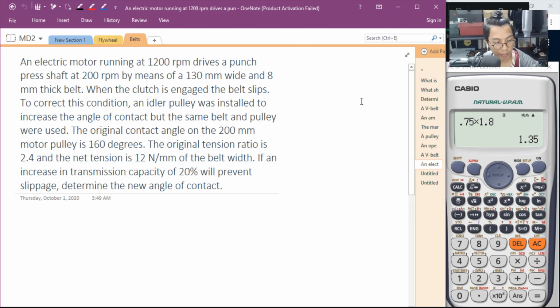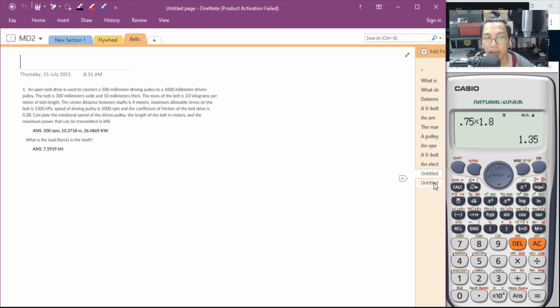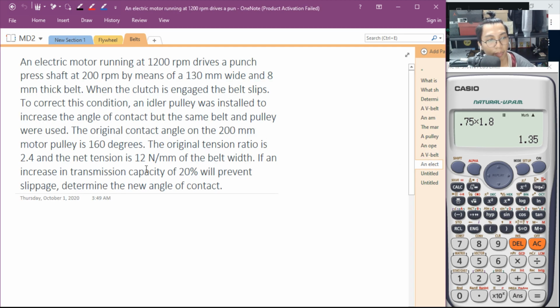Very basic yan. The new angle of contact. Ano ba hinahanap yan? Tama ba ako dito? The new angle of contact. So, i-equate mo muna yan. And then, you have to find yung e raised to f theta. Tama ba? The new angle of contact. So, for this problem, I think it will be added na lang dito sa next problems natin. Okay? Pero nasagot ko na ito, natapos ko na. Ang hinahanap lang naman, the new angle of contact between the two.